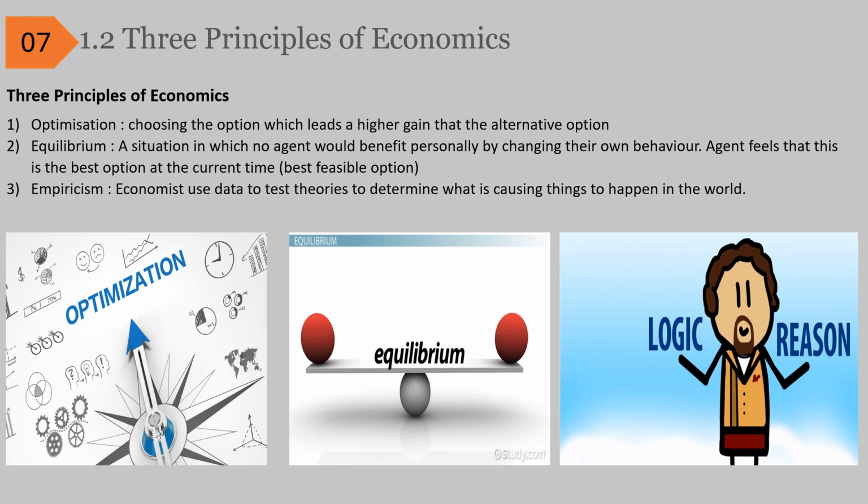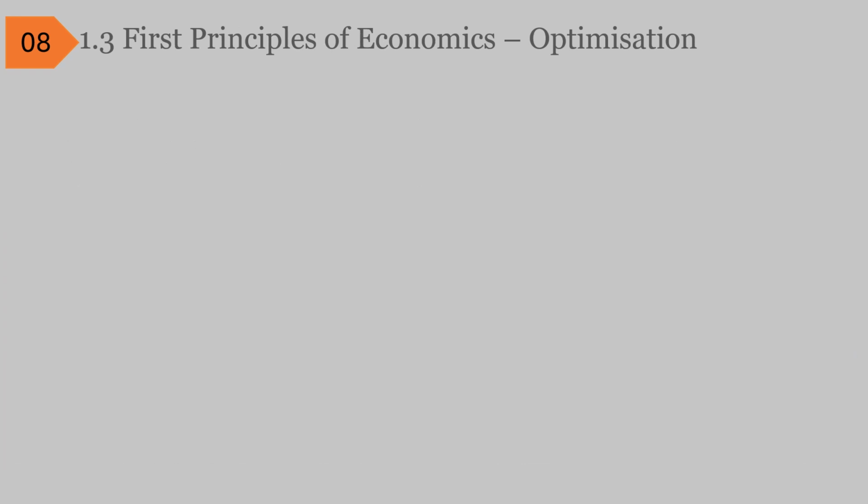Empiricism is when economists use data to test theory to determine what's causing things to happen in the world. It is a part of logic reasoning, and again, data is used. So we can say that empiricism falls under positive economics rather than normative economics. Normative economics would look at equilibrium and optimization. So that's what we will look at in the coming slides.